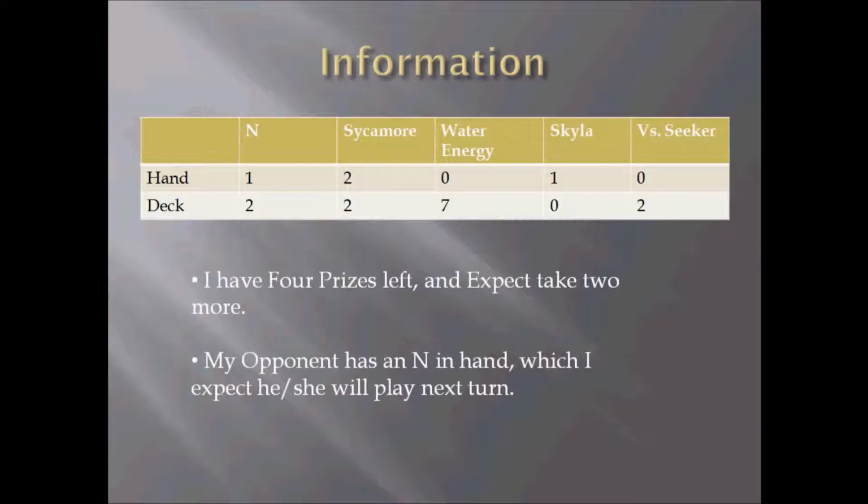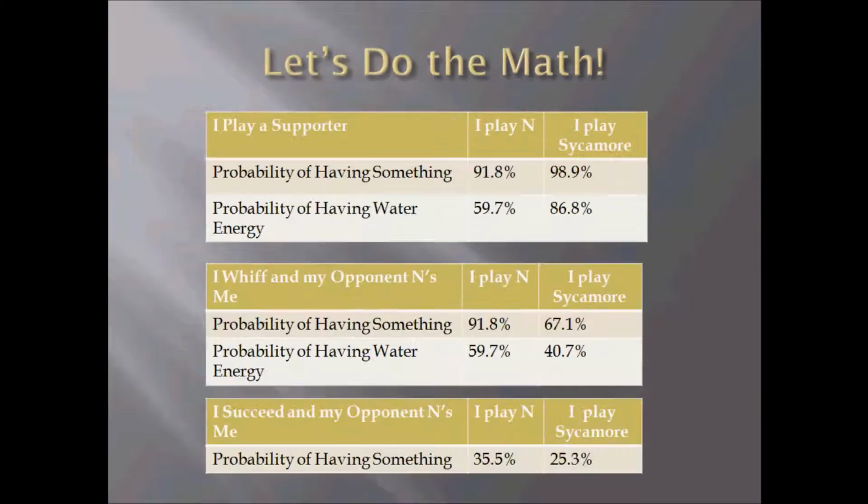I expect to take 2 more prizes if I get my water energy, and my opponent has an N in hand. So let's look at all the scenarios. First, I'm going to play a supporter. I have a 1 in 5 chance of getting a water energy off my draw, which means I shouldn't expect it, so I'll probably have to play a supporter.